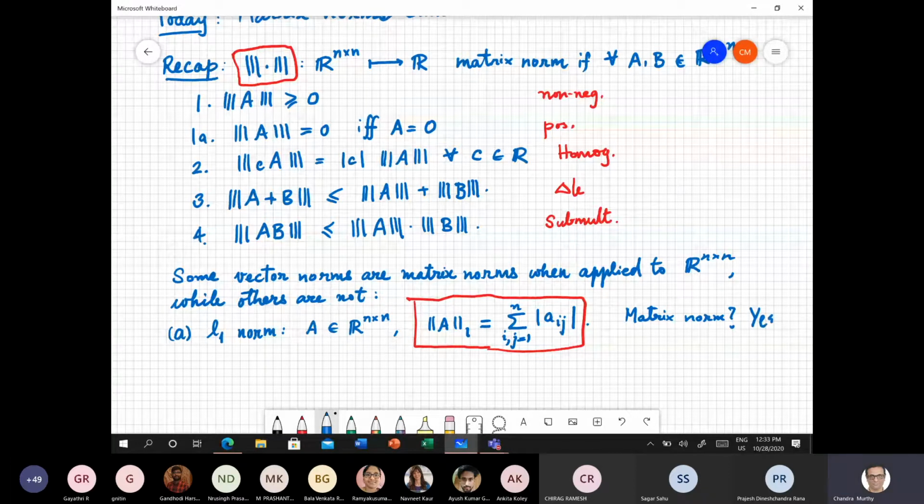Of course, this norm as defined here does satisfy the non-negativity, positivity, homogeneity and triangle inequality by virtue of the fact that it is an L1 norm on a vector space. So it directly satisfies those four properties, and so we only need to check whether it satisfies the submultiplicativity property or not. So I'll just write that here. Properties 1, 2, 3 hold because it is already a vector norm.